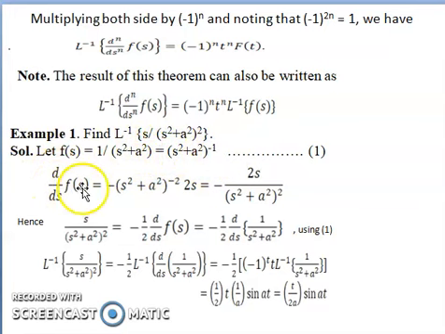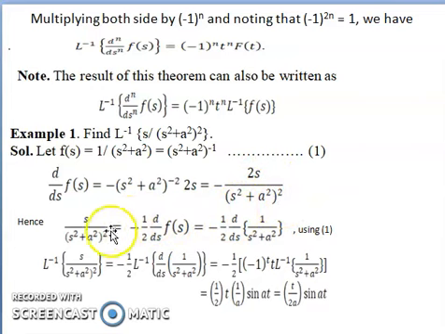So d/ds of F(s) equals -1 times (s^2 + a^2) to the power minus 2 into 2s. So it becomes -2s divided by (s^2 + a^2)^2. So the derivative of F(s) is -2s divided by (s^2 + a^2)^2.